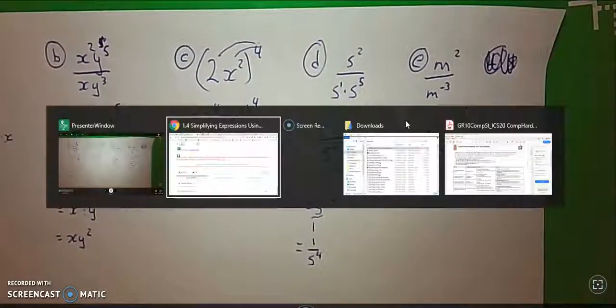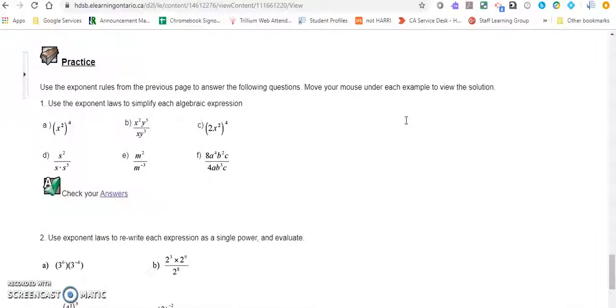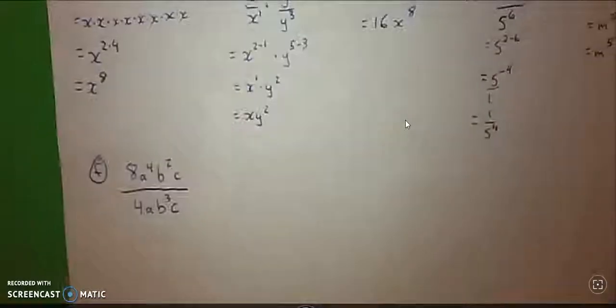Finally, the scariest looking one, which was part F, which had a lot of stuff going on, and I'm just going to quickly write it down while we read it out to you, which is 8 multiplied by a to the power of 4 times b squared times c, all over 4 times a times b to the power of 3 times c. And there it is.